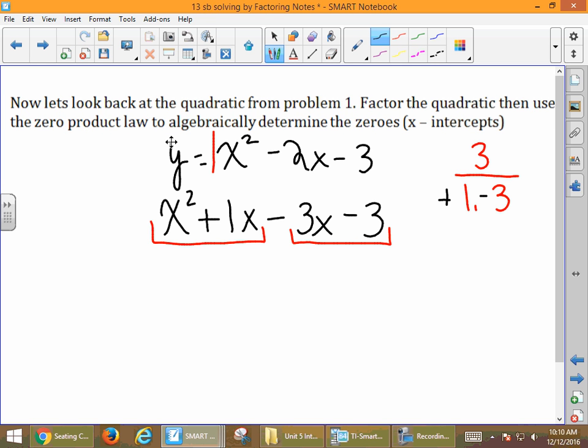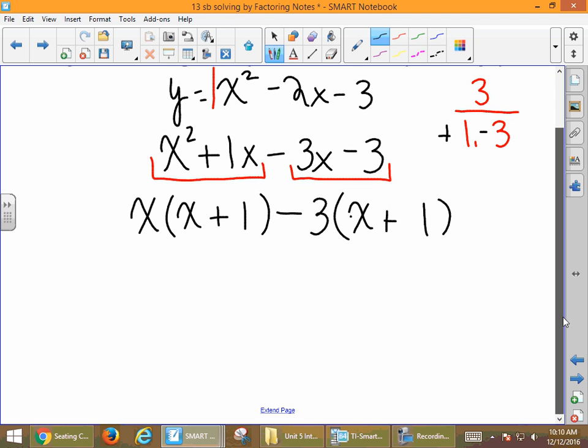And what's our GCF in our first group? Well, it's x, the smallest exponent. And we're left with x plus 1. Remember, we had two x's. We took out 1. We've got 1 left. 1x divided by x is 1. Over here in our second group, the GCF, Tiffany, is 3. When we factor it out, 3x divided by 3 is x. Negative 3 divided by negative 3 is positive 1.